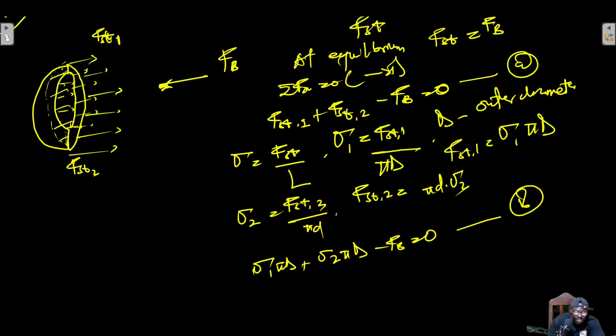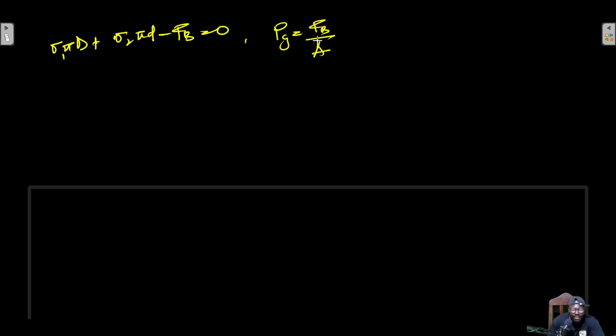Now from equation B, we had sigma 1 pi d plus sigma 2 pi small d minus our buoyancy force is equal to 0. Now, what is our buoyancy force? Our buoyancy force is basically our gauge pressure force. The buoyancy effect of the soap bubble is provided by the gauge pressure. So, the gauge pressure is equal to the force divided by the projected area.